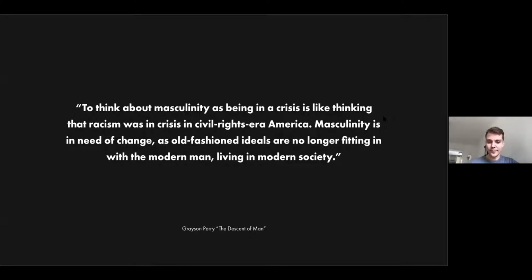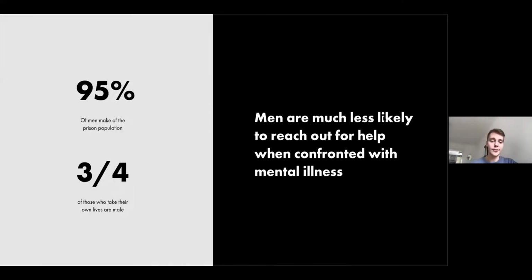And this is how it is affecting men right now, this toxic masculinity. If you look at the statistics, we know that 95% of the prison population is men. We know that 3 out of 4 of those who take their own lives are male. And we know that men are much less likely to reach out for help when confronted with mental illness. As a man myself, I really think it's important to talk about it, approach it, and bring awareness to this topic.